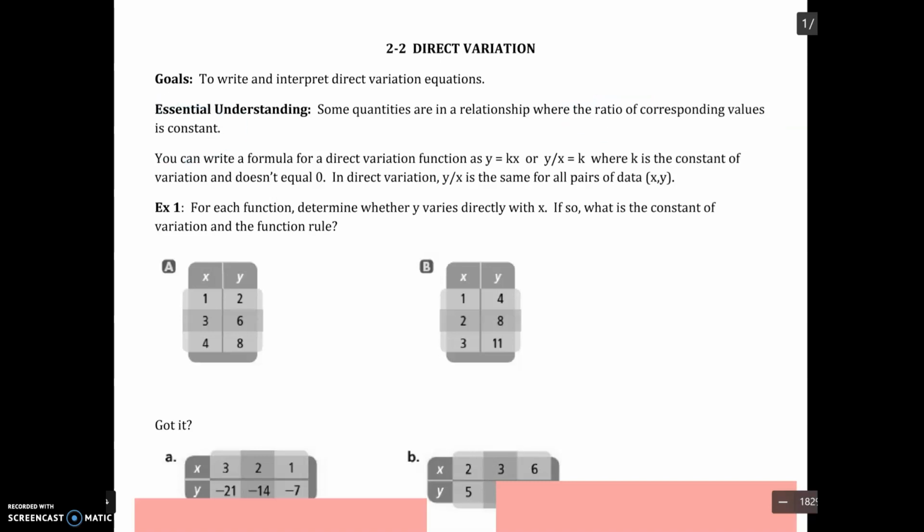So we've actually kind of seen this before, referred to in a different way, kind of thinking of a linear relationship. It's going to work the same way. I'm just going to call that direct variation now.